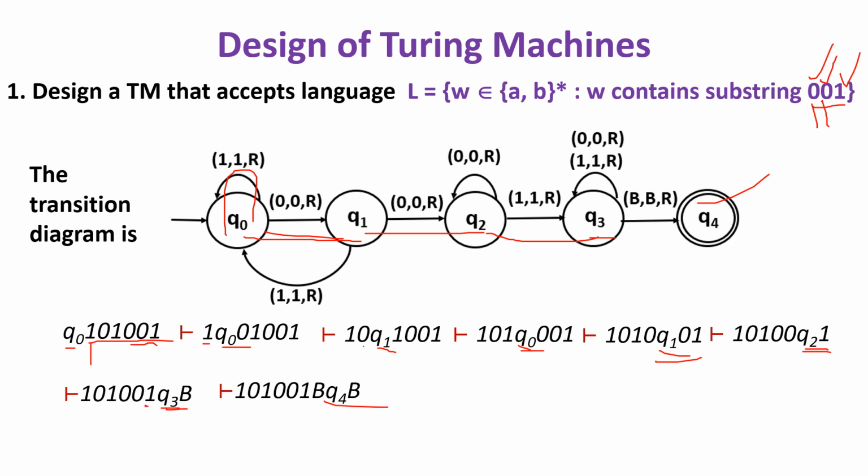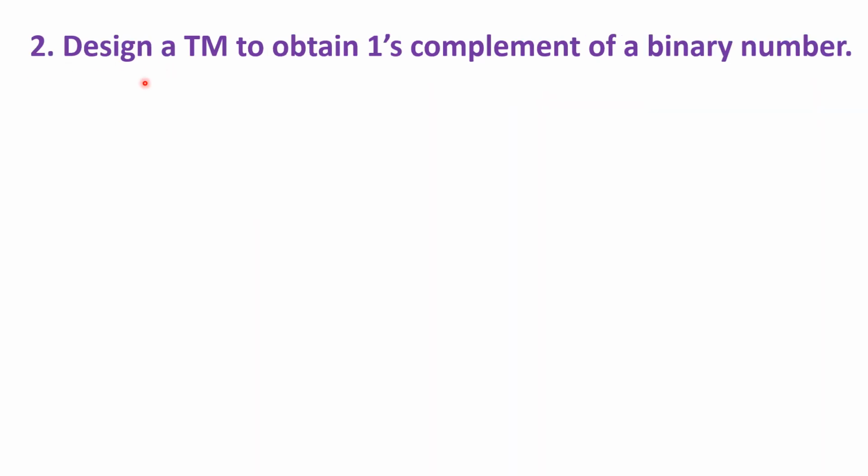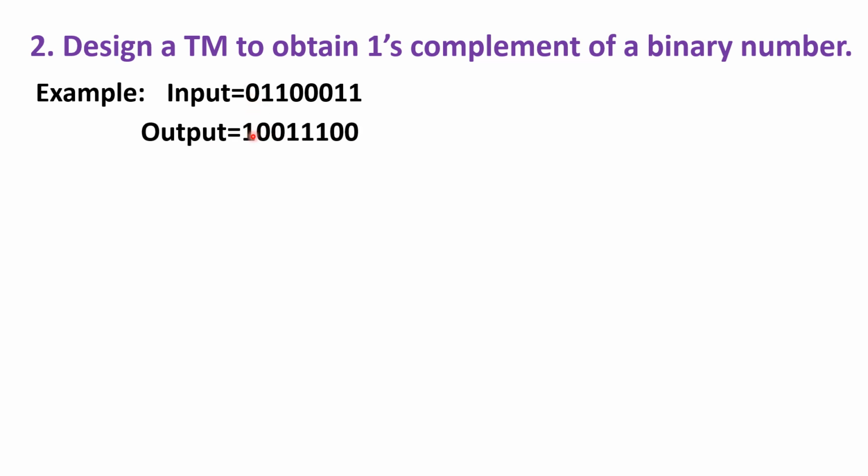Since the state has reached the final state Q4, hence the string is accepted by this particular Turing machine. So let us see the next language: to design a Turing machine to obtain the one's complement of a binary number. Given an input 00011, interchange 0 to 1 and 1 to 0. The output will be 11100.